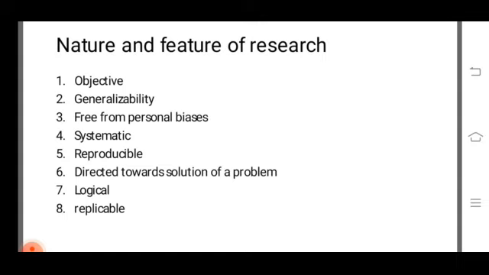Logical is another nature. Research collects information from various sources and interprets the information. Research does not only present the result on the basis of interpretations but provides those results using various logic.